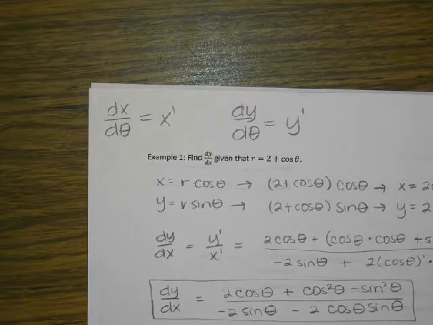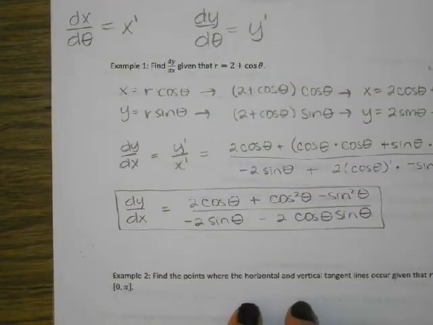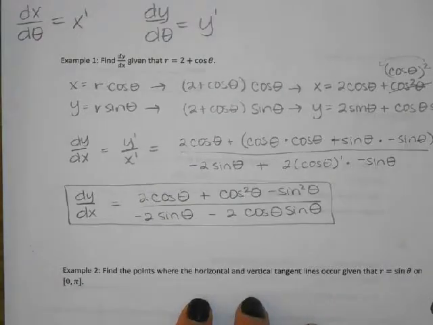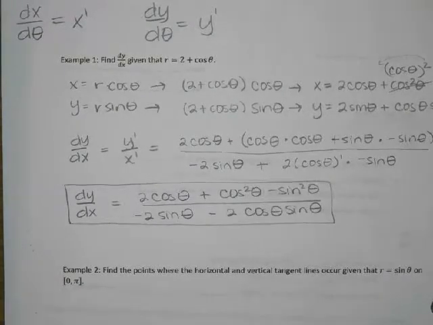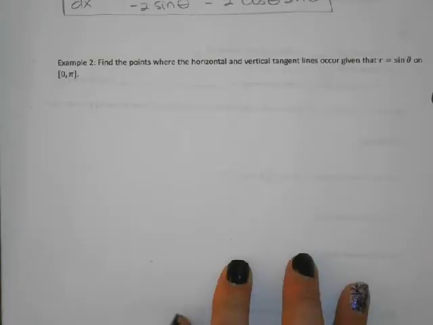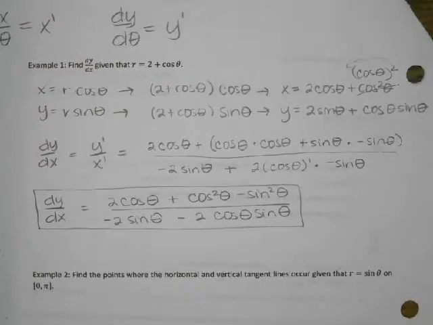All right. How do we feel about example 1? Ugly but doable? Okay. Number 2. That's all it wanted was the derivative, dy dx, and so that's how we do it.